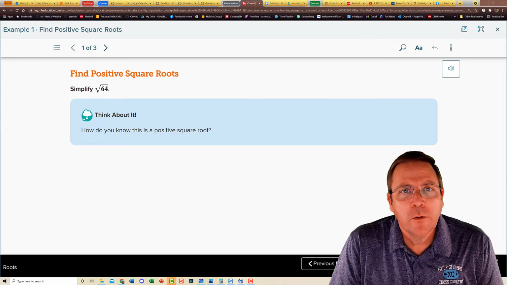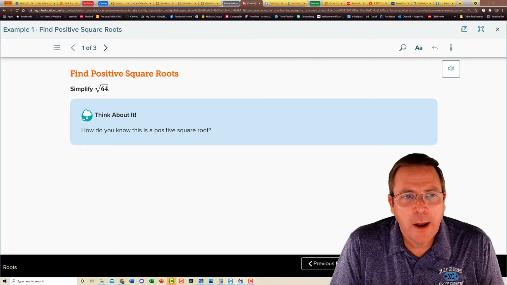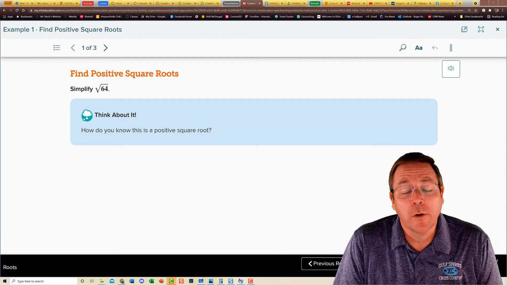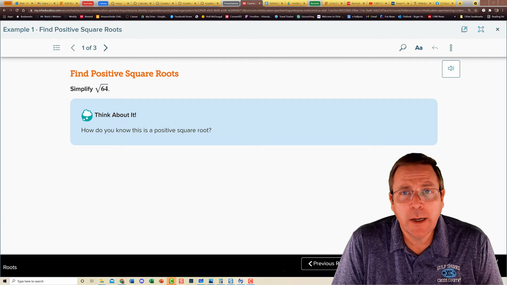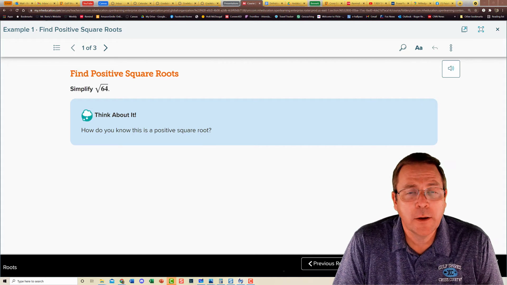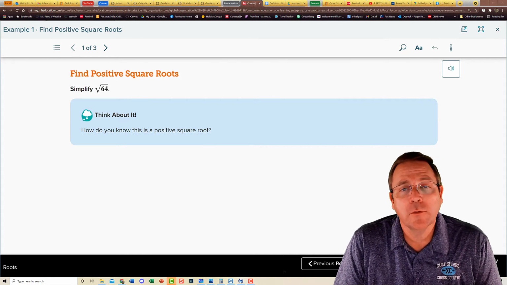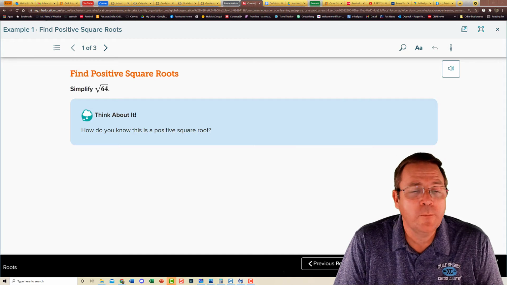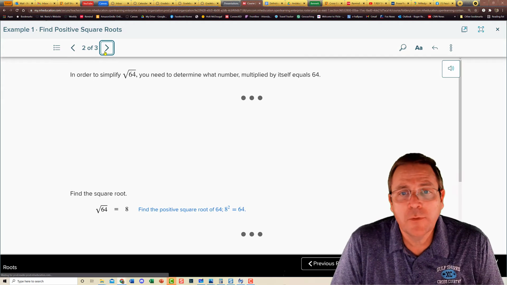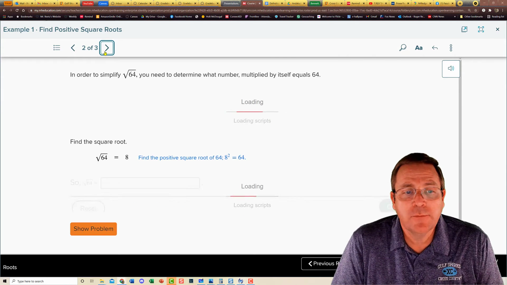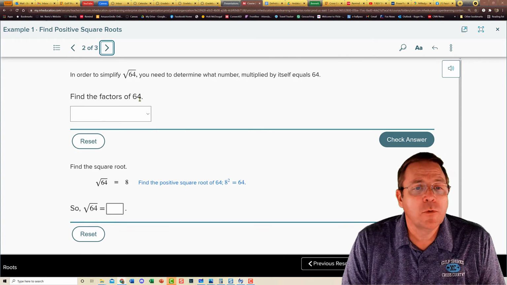Now the textbook here wants us to find the positive square root of 64. The way we know it's looking for a positive square root is it doesn't have the plus minus sign out on the side of it. There's no minus sign outside of it, so we know it's going to be a positive square root. So we're going to ask ourselves what number times itself is going to equal 64. Of course, that number is going to be 8.